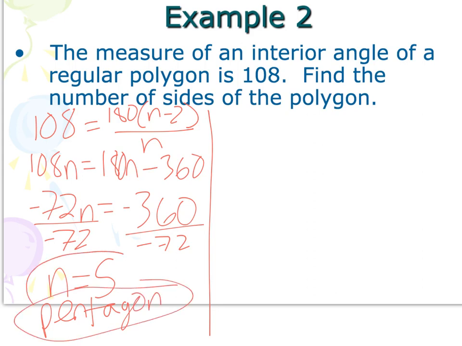Oh, it's actually just for the number of sides. So 5 would be fine. If I had asked you what's the name of the polygon with this information, pentagon would be the answer. So in this case, it is just 5.